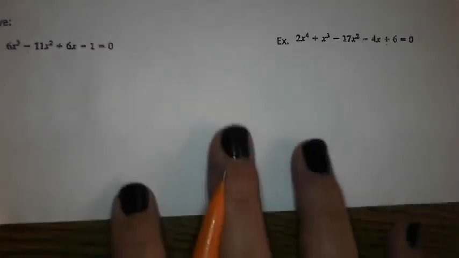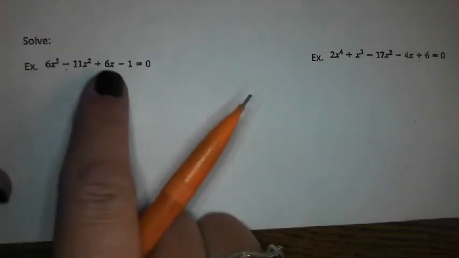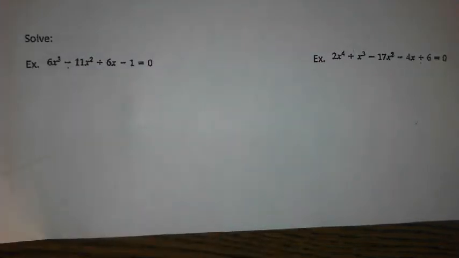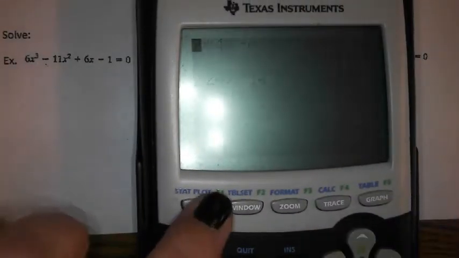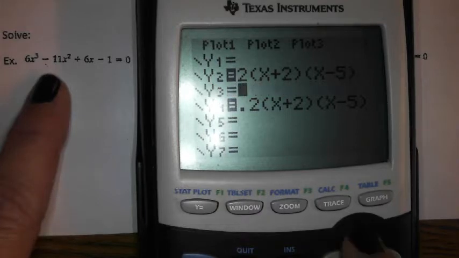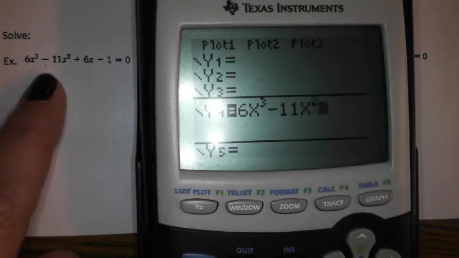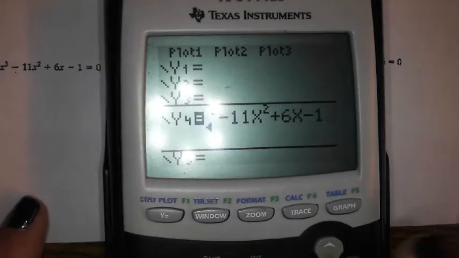And on the very last two, solving. Okay? These are not going to be factorable. So if they're not factorable by hand, how can we solve them? Plug it in. So I will just plug in the function. Why is my calculator not clearing all this nonsense? Okay. 6x to the third minus 11x squared plus 6x minus 1. And it already equals 0. If it hadn't, we would make it equal 0.